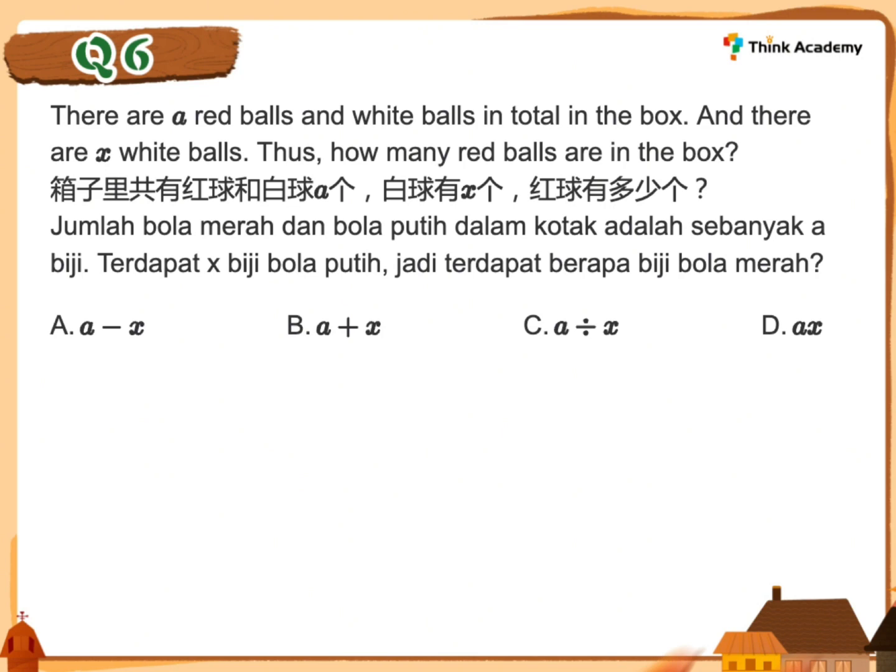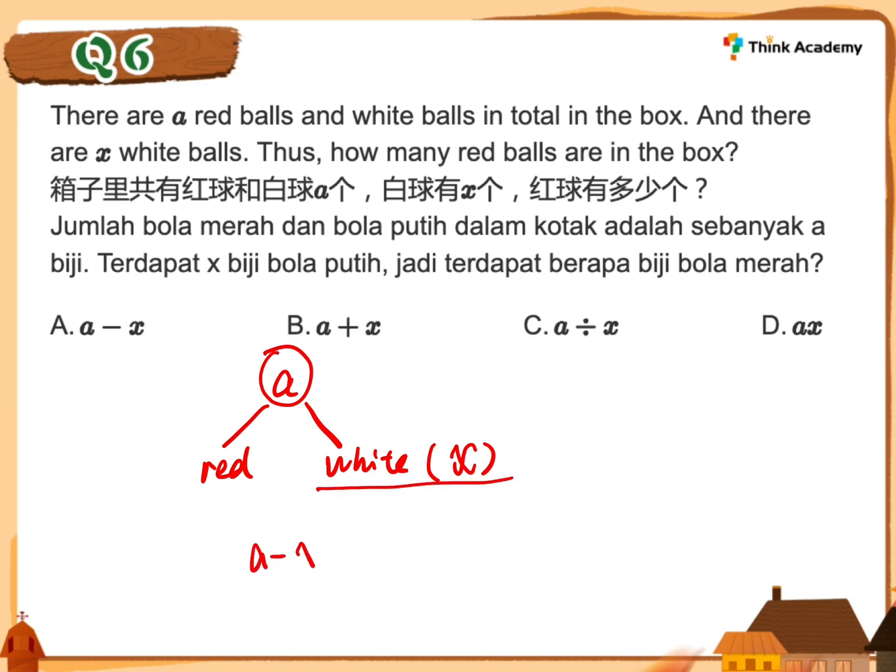Okay, let me use a picture to show you. Like we have red balls and white balls, right? And there are X white balls. So the white balls are X. And how many red balls? You just use the number of total balls minus the number of white balls. So it's A minus X. This is the red balls. So we choose A.